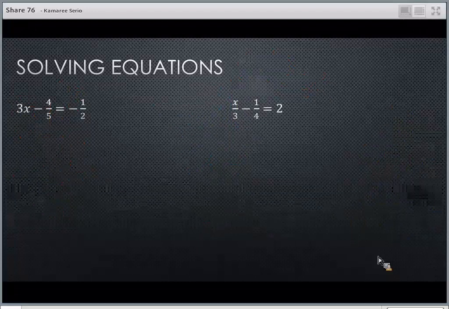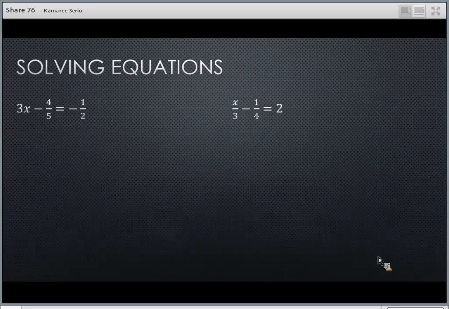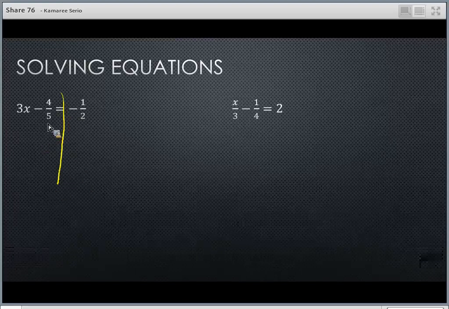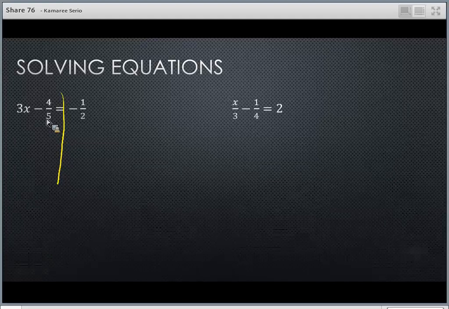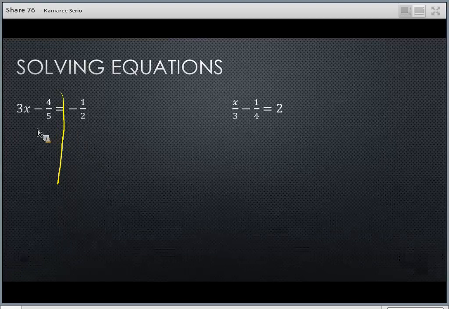Now let's start solving some equations with fractions. Just because there are fractions, don't freak out. We're still going to solve this the same way as we did before, except now we're going to have fractions. But remember that you can use a calculator, so use that. It'll save you some time, and it'll save you a decent amount of work.